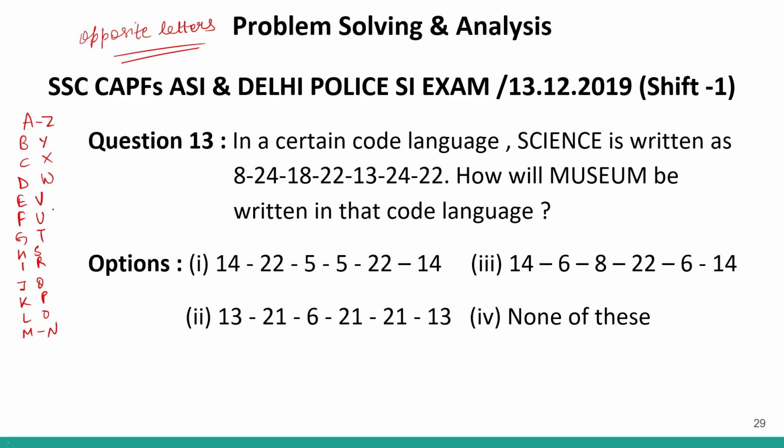Museum. M's opposite word is N. N's code is 14. U's opposite word is F. F's code is 6. Similarly, S's opposite word is H. H's code is 8. Then E's opposite word is V. V's code is 22. U's opposite word is again F, which is 6. And M's opposite word is N, which is 14. So our code is 14, 6, 8, 22, 6, 14. So this is given in option number 3. So option number 3 will be our correct answer to this question.